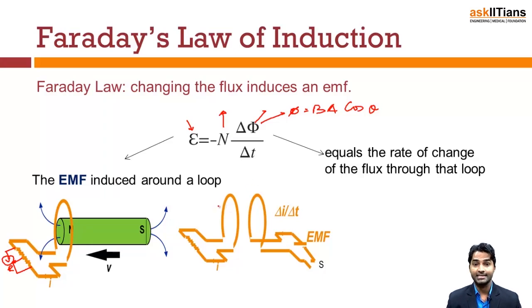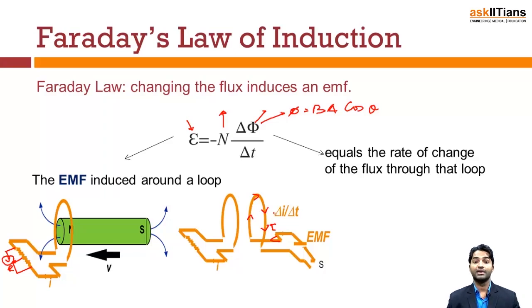Now, similarly, the same phenomenon happens if we replace that magnet with a current carrying coil. So if I am considering there is a voltage source through which DC current I is produced, we are considering this as the primary coil. Now, current is flowing across the primary coil.